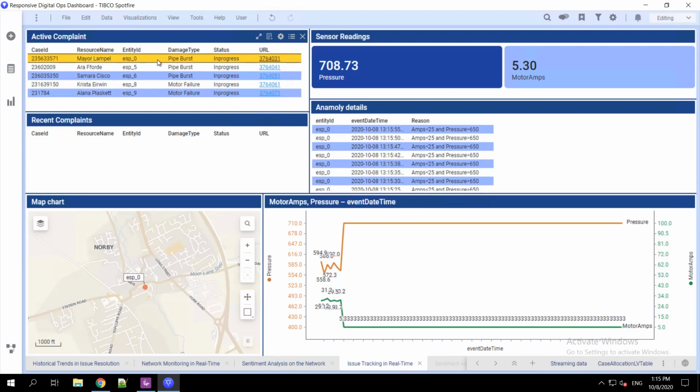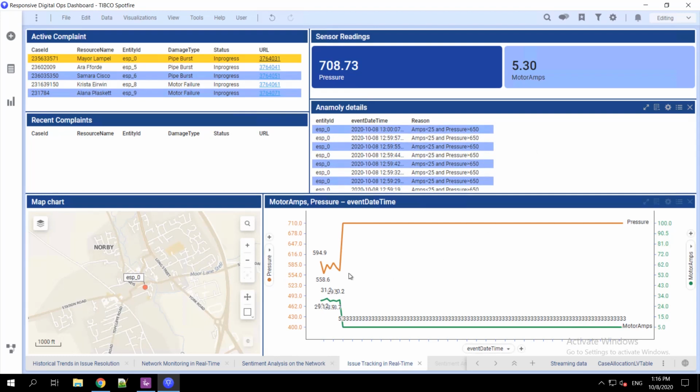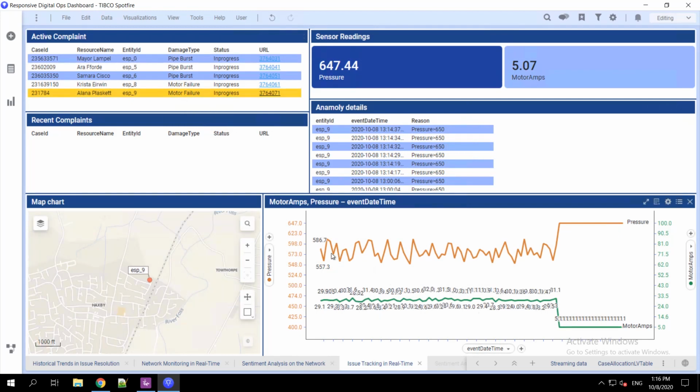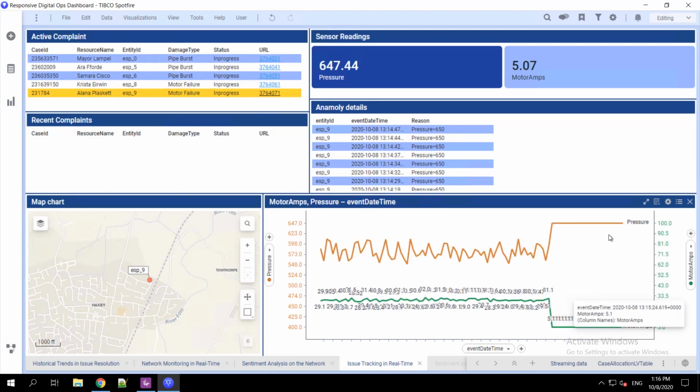I can select a particular case to look at various readings. I can see this is the current sensor reading. I can see what anomalies got triggered historically in the anomaly details, and I can see the motor amps and pressure data historically. Let us look at a different one. You could see how pressure was under limits, whereas motor amps was over the lower limit, but suddenly the incident happened, and pressure increased and motor amps decreased.